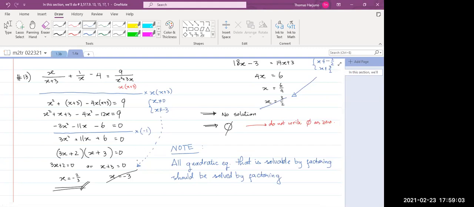Now, that's solving equations by factoring. Again, all quadratic equations that are solvable by factoring should be solved by factoring.